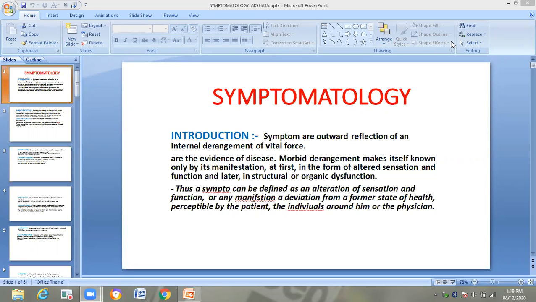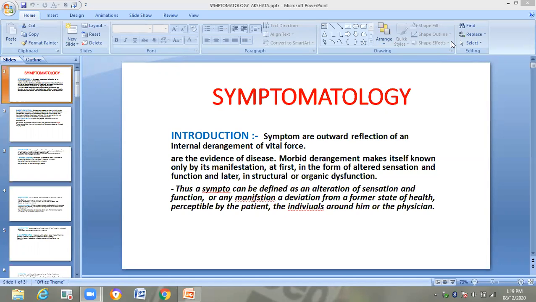Then according to Dr. H.A. Robert, he says that symptoms are the only representative expression of the diseased state. Symptom is nothing but the representation of the disease state. It represents what changes take place in the body. So symptoms are only representative expression of the diseased state.